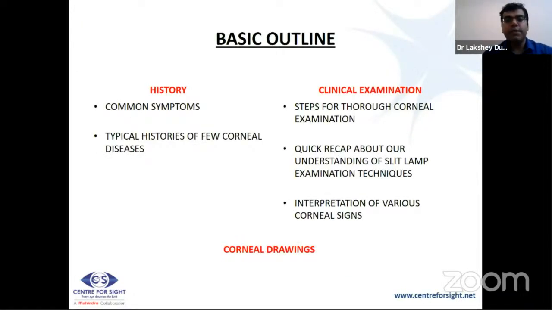So the basic outline of this class would be history. I would cover a few common symptoms of corneal diseases, then typical histories of a few corneal diseases. In clinical examinations, I will take you through the steps for a thorough corneal examination, a quick recap about our understanding of slit lamp techniques, interpretation of various corneal signs, and lastly, I will talk about corneal drawings.